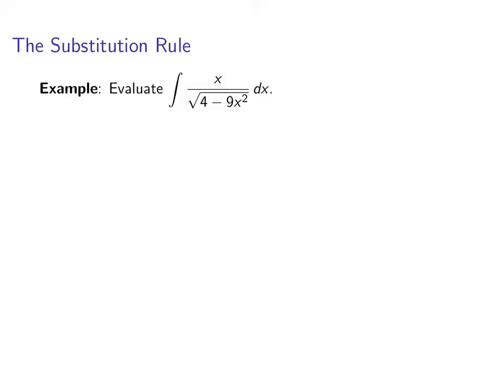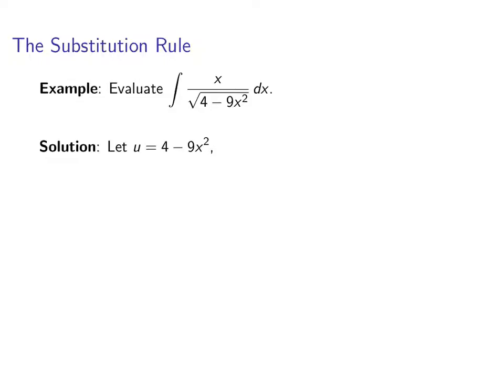Alright, so we've gotten used to this sort of thing. We'll make a substitution for the inside function. Here, the inside function is 4 minus 9x squared. Remember, it's not always the case that we're going to substitute for that inside function, but very often that's the thing we're going to do. So it behooves us to at least try that sort of thing first.